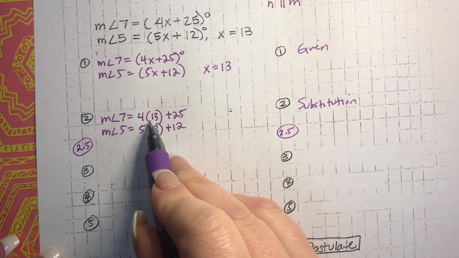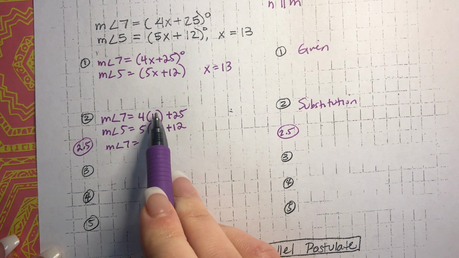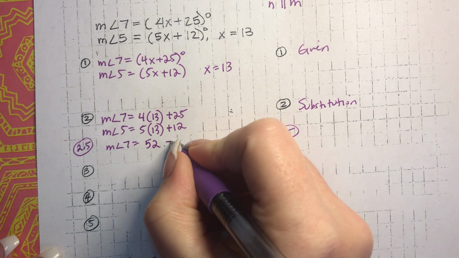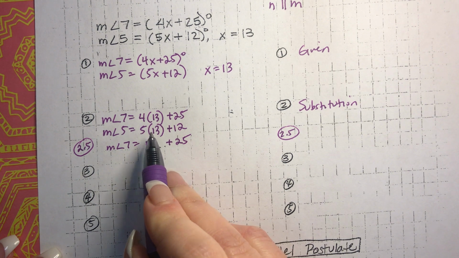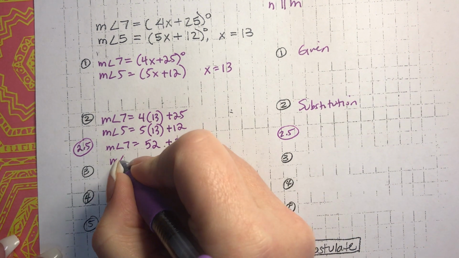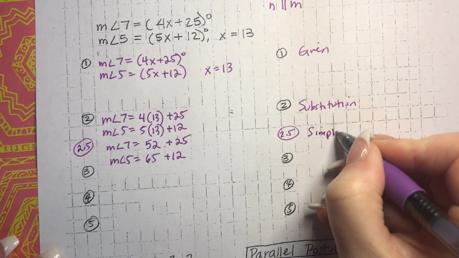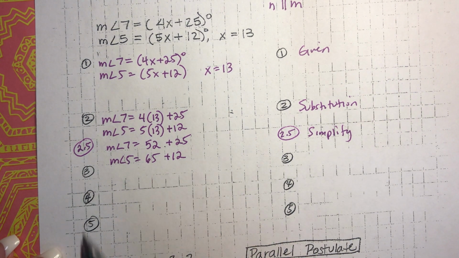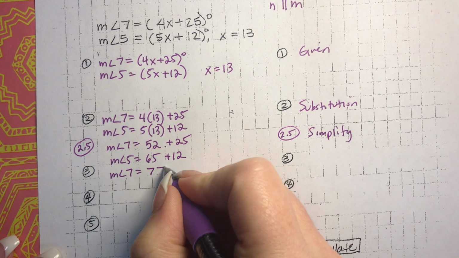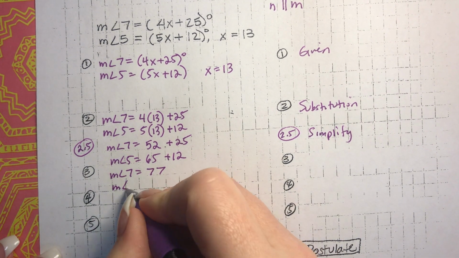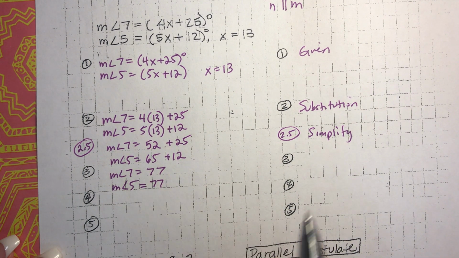So 4 times 13, for the measure of angle 7, we do this multiplication: 12, carry the 1, 52 plus 25. And then 5 times 13 would be 15, carry the 1, I think that's 65. So measure of angle 5 equals 65 plus 12. So we just simplified there. Then we add these together and we get the measure of angle 7 equals 77. And for angle 5, 65 plus 12 is 77 as well. So boom, they're the same. That's awesome.